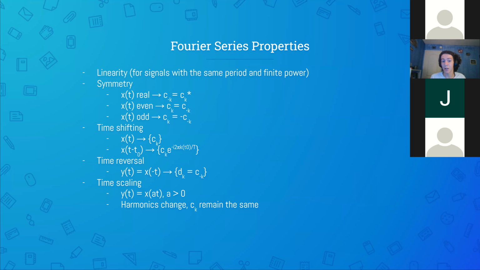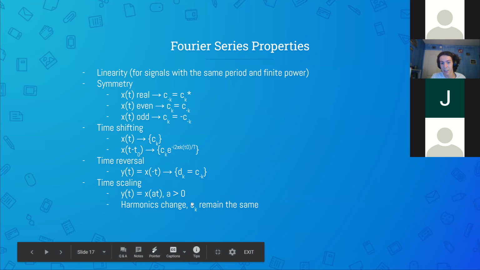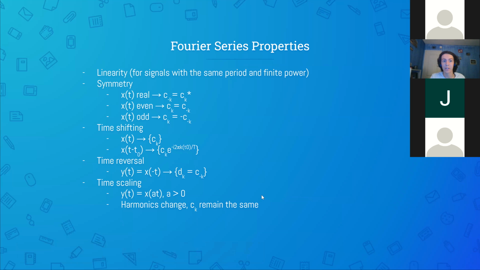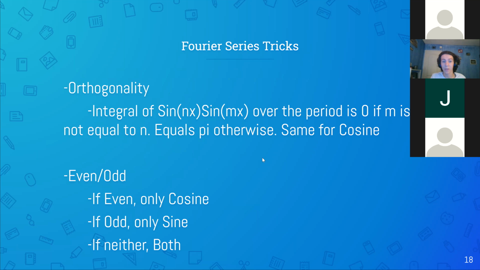Right, so the idea is that the harmonics change, but the actual coefficients remain the same. The weights of each exponential would stay the same, but the frequencies would change. Okay, let's see. I think after that, and then the tricks.